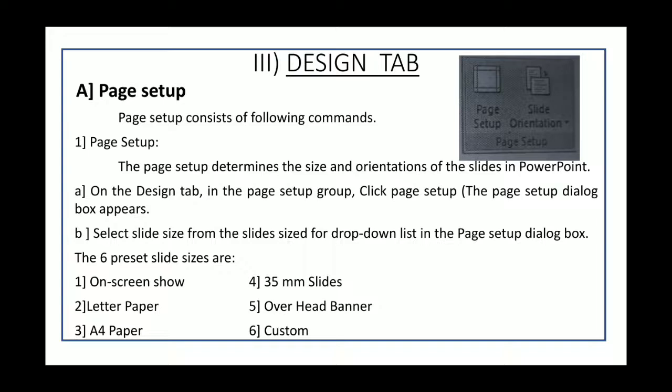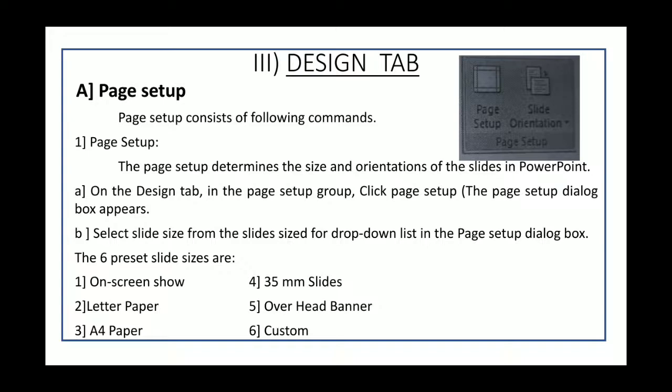Okay, on the Design tab in the page setup group, click page setup. You have to click on the page setup option and you will get the page setup dialog box, which appears on the screen. In that, select slide size from the slides sized for drop down list in the page setup dialog box. The predefined slide sizes will be displayed in the dialog box of page setup. There are different slide sizes.